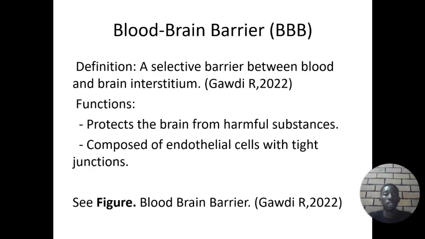Going to see the function of this BBB, the blood-brain barrier. It is the membrane which protects the brain from the entering of harmful substances. The function first is to protect the brain from harmful substances, and it is composed of endothelial cells with tight junctions.